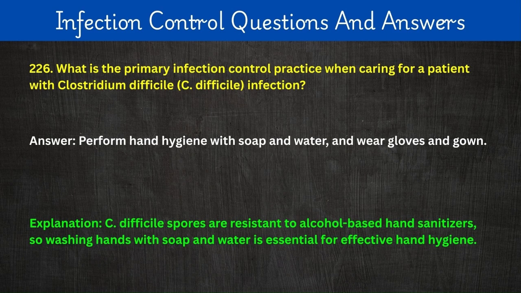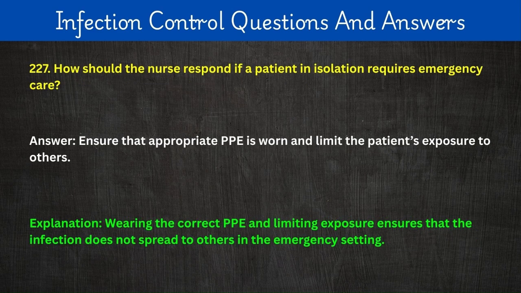226. What is the primary infection control practice when caring for a patient with Clostridium difficile, C. difficile, infection? Answer: perform hand hygiene with soap and water, and wear gloves and gown. Explanation: C. difficile spores are resistant to alcohol-based hand sanitizers, so washing hands with soap and water is essential for effective hand hygiene.